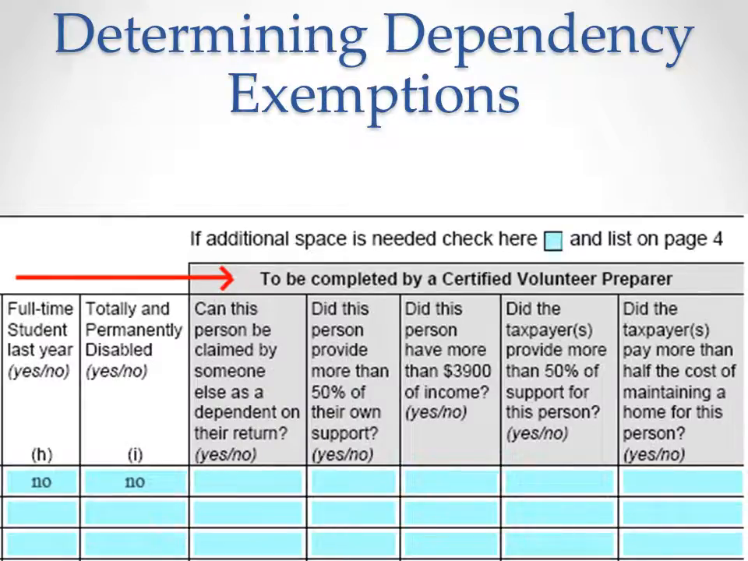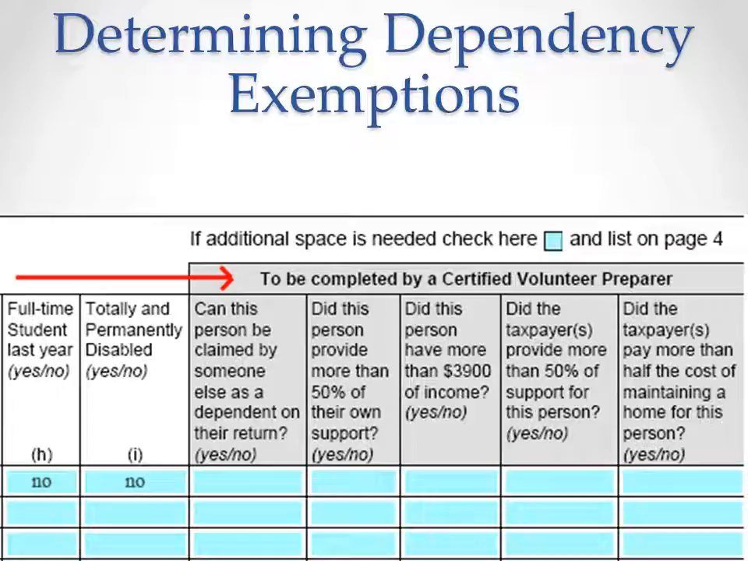This section, which is directly to the right of where the household members are listed, will be completed by a certified volunteer before completing the tax return. So that means if there is someone listed in this section of household members, you have to complete this section here in gray. So what these questions are asking will basically help the tax preparer determine if anyone listed here will be the taxpayer's dependents.